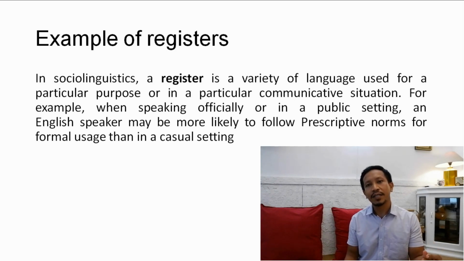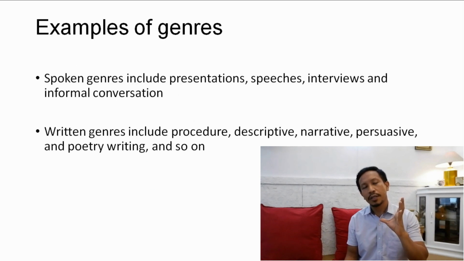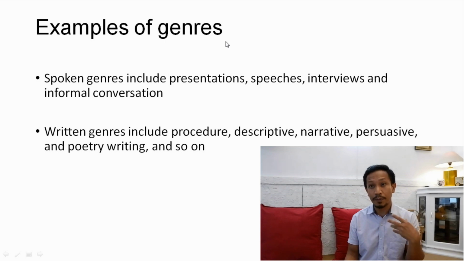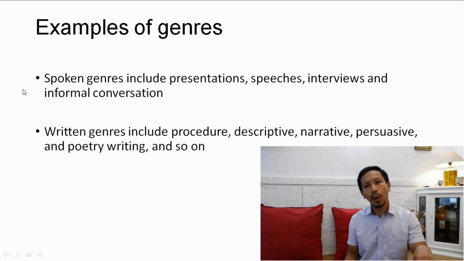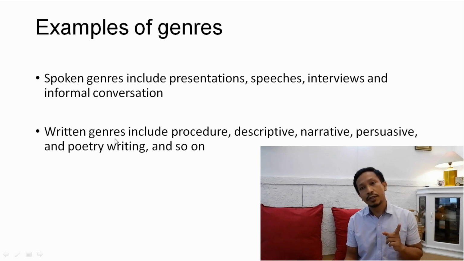Now, I think you must be a bit curious about the example of genres. Genre is a term used to classify types of spoken and written discourse. These are normally classified by content, language, purpose, and form. Okay. Now, I want you all to jot down its examples. The first one is spoken genres. They include presentation, speeches, interview, and informal conversation. And the second one is written genres. They include procedure, descriptive, narrative, persuasive, and poetry writing, and so on.